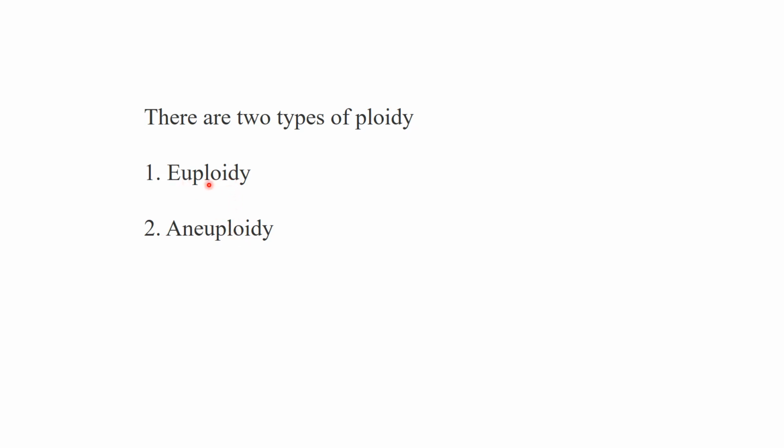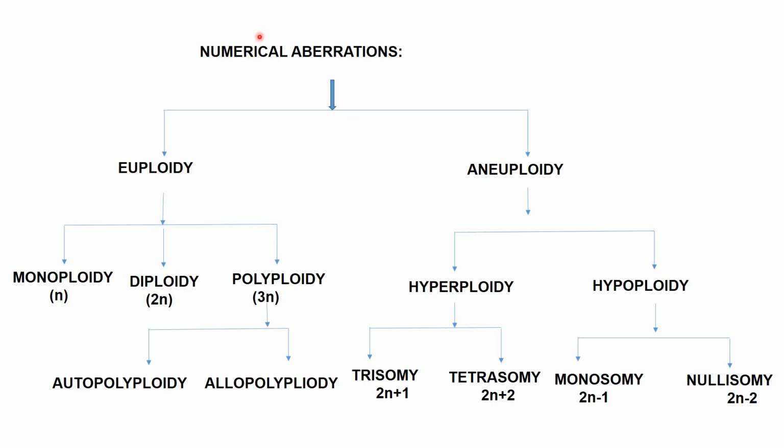So what is the difference between euploidy and aneuploidy? In euploidy, the complete set of chromosomes is abnormal, either through addition or through some abnormality. In aneuploidy, one or more chromosomes may be added or deleted from the whole set. Here we can classify numerical aberration into two categories, euploidy and aneuploidy. In euploidy, a complete set of chromosomes is added or missing. In aneuploidy, a single chromosome may be added or deleted. Euploidy is true fold and aneuploidy is false fold.